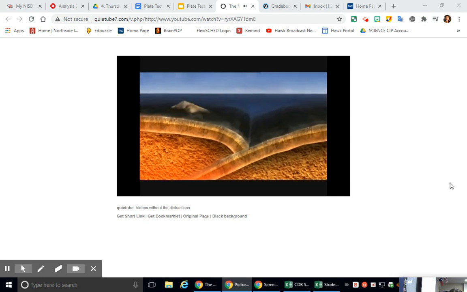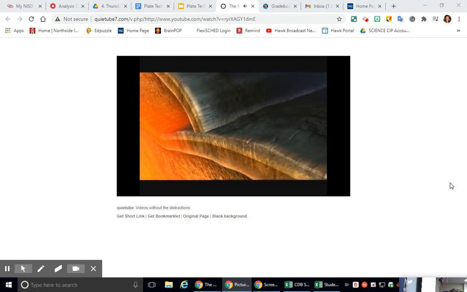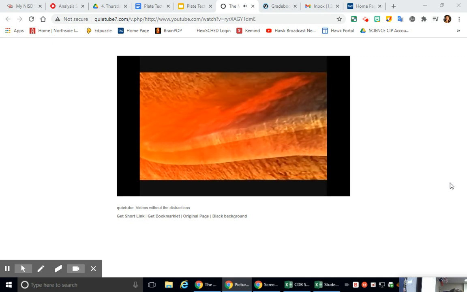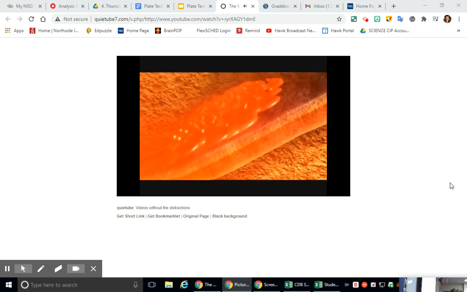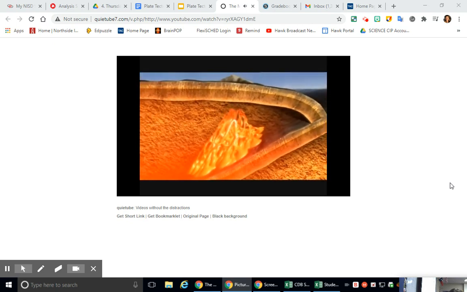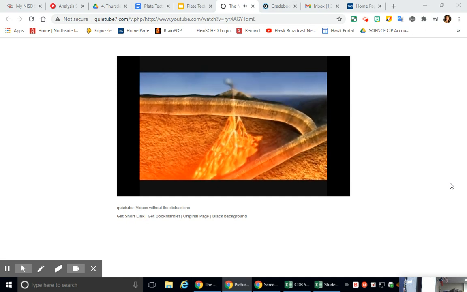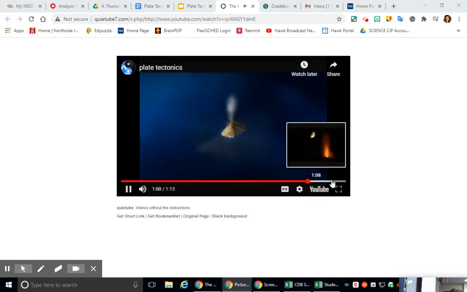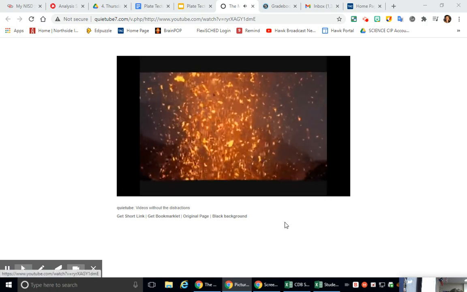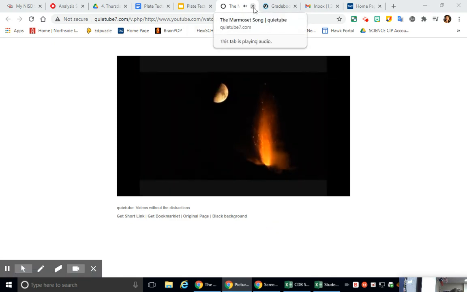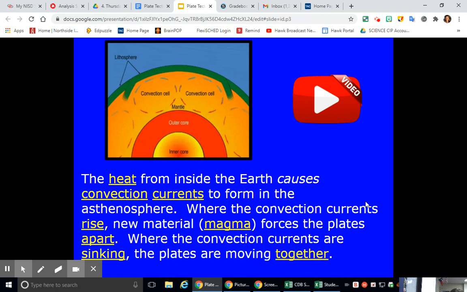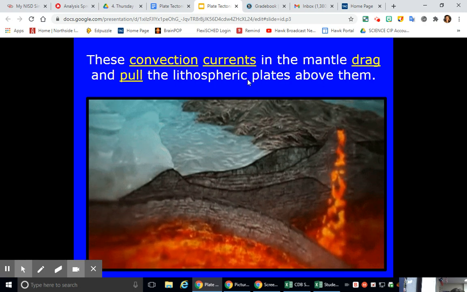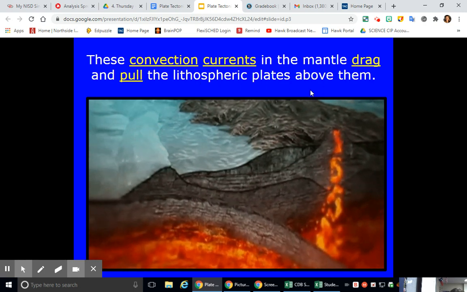Where the plates collide, the rock on the seafloor containing carbon from the dead plankton is carried deep into the Earth. As it descends, this layer of rock is heated, so the rock melts, releasing carbon dioxide. And gas is returned back into the atmosphere during an eruption. These convection currents in the mantle drag and pull the lithospheric plates above them.